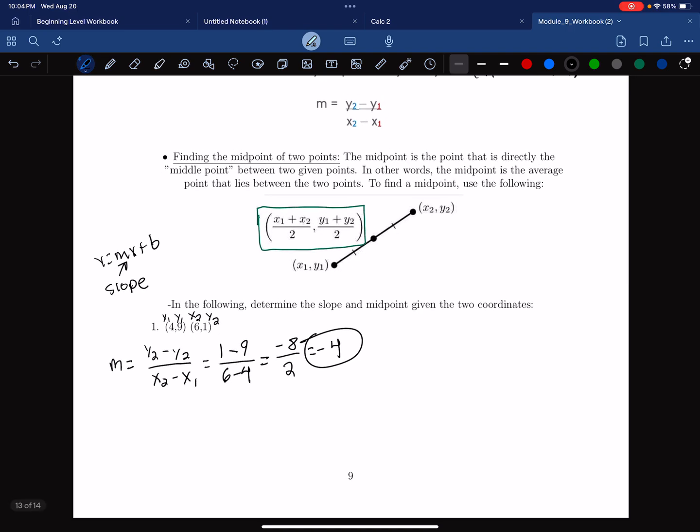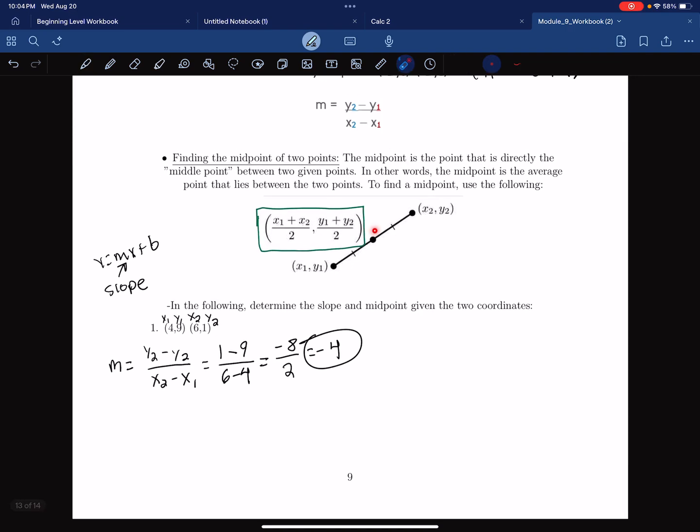Now let's find the midpoint between these 2 points that lie directly in the middle of these 2 points. So midpoint. To find the midpoint, we're going to use this midpoint formula here, boxed in green. So we're going to do x sub 1 plus x sub 2 over 2. So we said x sub 1 is 4. So we're going to do 4, and then x sub 2 is 6. We're going to do 4 plus 6 over 2.